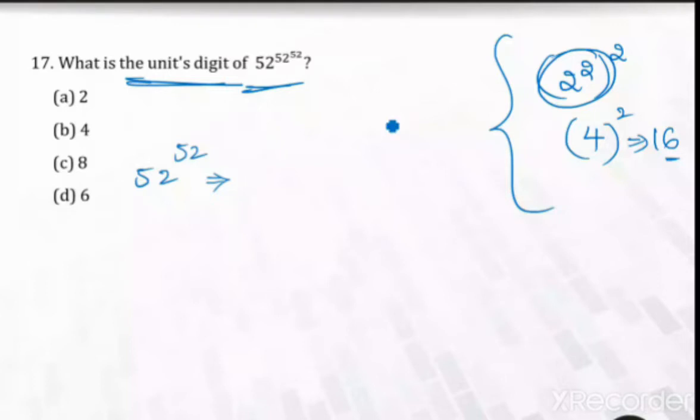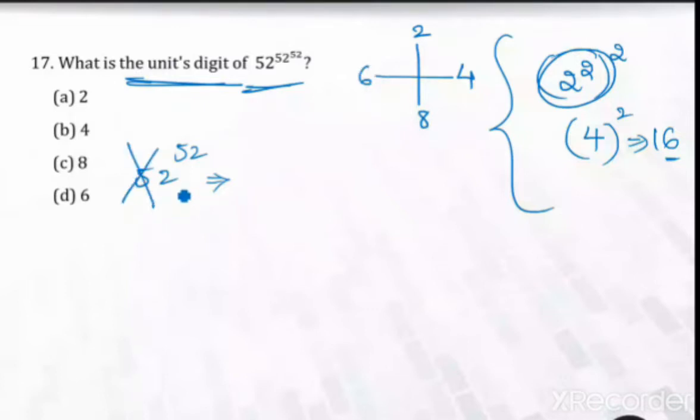What is the power cycle for 2? 2 power 1 is 2, 2 square is 4, 2 cube is 8, and 2 power 4 is 6. So 2, 4, 8, 6 is the power cycle. Now forget about the 5. We have to consider 52 power 52 as 2 power 52.